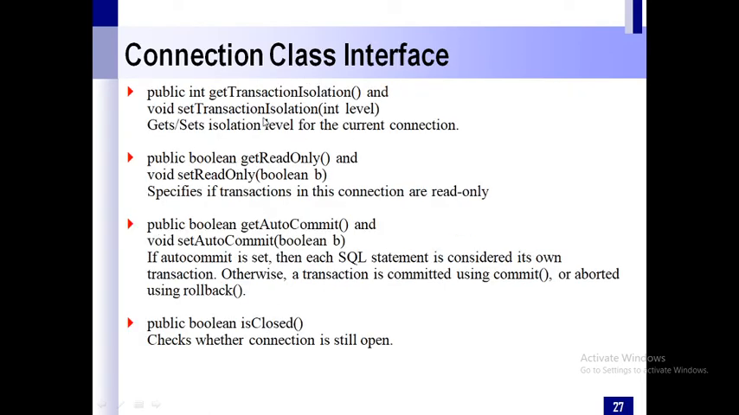Now, in the Connection interface, what are the methods we have under this? We have getTransactionIsolation and setTransactionIsolation. These are used to get or set the isolation level for the current connection. Similarly getReadOnly and setReadOnly specify if the transactions in the connection are read only. And then getAutoCommit and setAutoCommit.